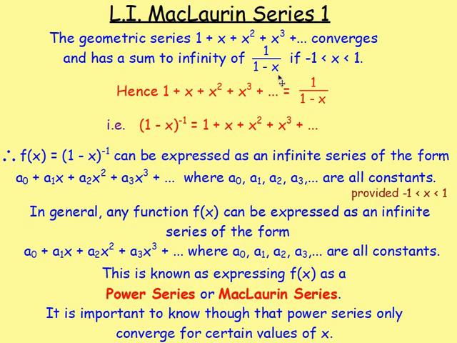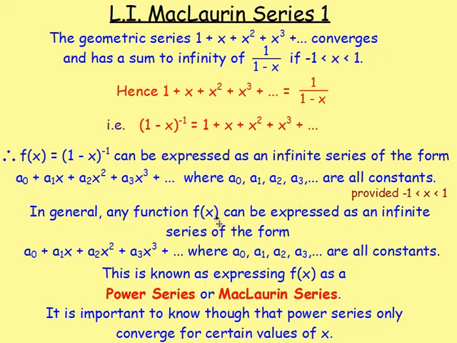But remember, it's only when the common ratio is between -1 and 1. So in this case, it's only when x is between -1 and 1. So you can say that 1 plus x plus x squared plus x cubed and so on would equal 1 over 1 take away x. You can rewrite that as (1 take away x) to the power of -1. That there is your function, and it's showing you that the function can be expressed as an infinite series of that form: some constant plus a constant times x plus a constant times x squared plus a constant times x cubed, where a0, a1, a2, a3 are all constants.